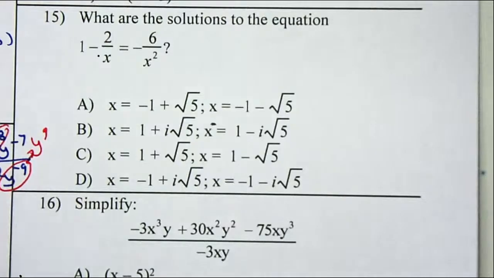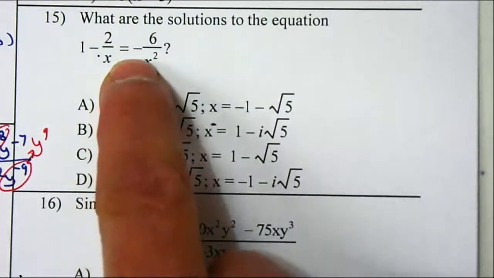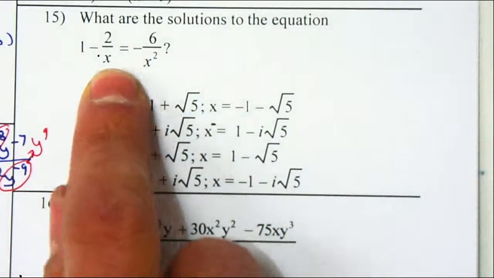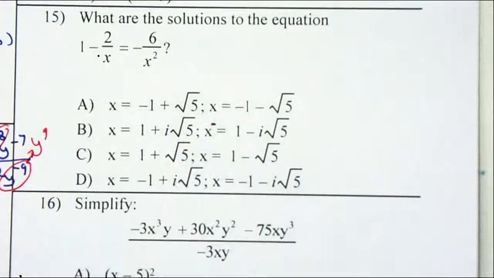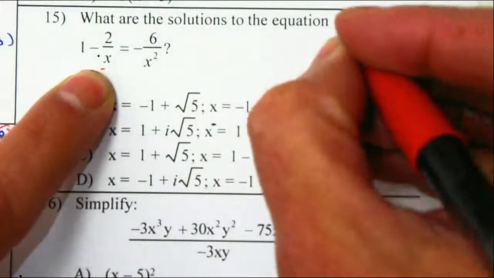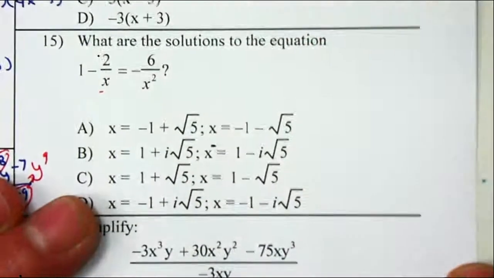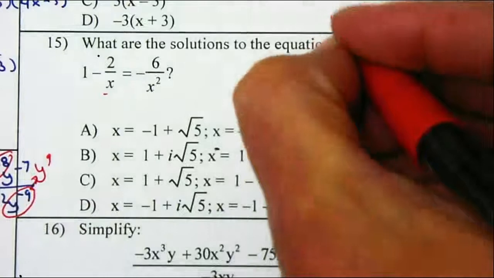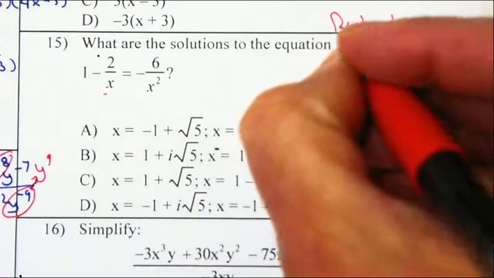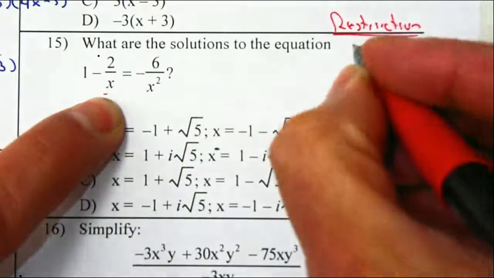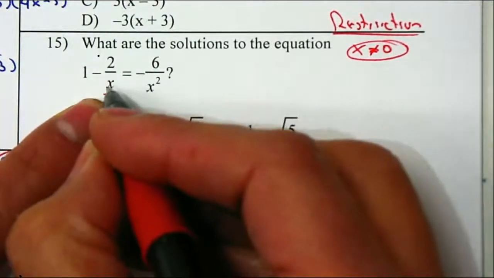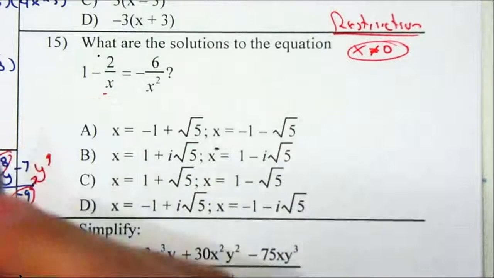On problem number 15, we have an equation, and I want to be able to solve the equation. Now the first thing that I should do is that I notice that I have an x on the denominator. So my restriction: x cannot be equal to 0, because if x is equal to 0, the denominator is 0, and that'll be undefined.